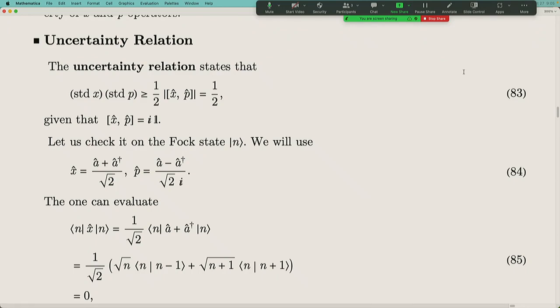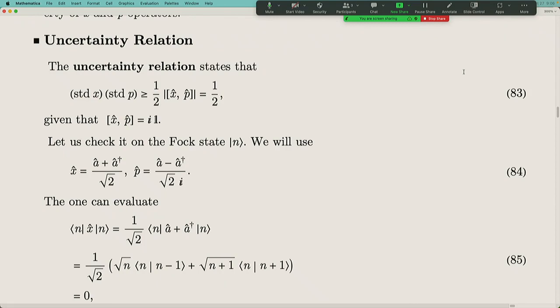Of course, I have already set the Planck constant h bar to 1 such that the commutation relation looks like that. If you restore the Planck constant, then there will be an h bar here and an h bar there. Okay, so let's stick to this convention and then let's try to check.